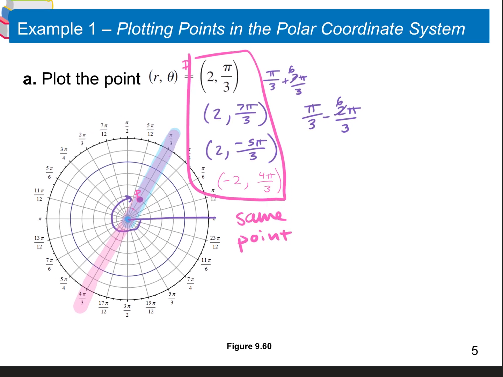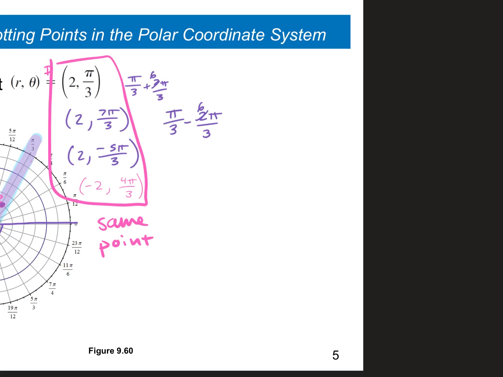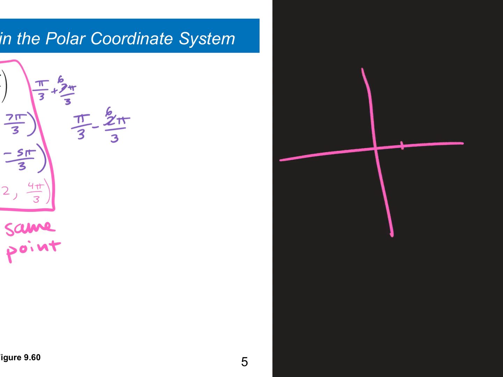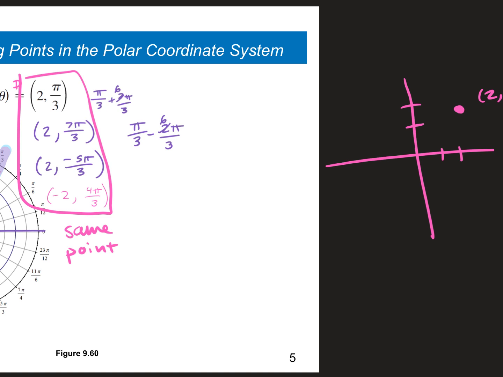I watched Miss Boyd's video on this yesterday, and she just talks about how much she loves polar coordinates because you can name the same point with a whole bunch of different coordinates, versus rectangular. If we had just a point here, this point would just be (2, 2). You can't name it anything else to get that same point. So that's what's cool about polar coordinates.